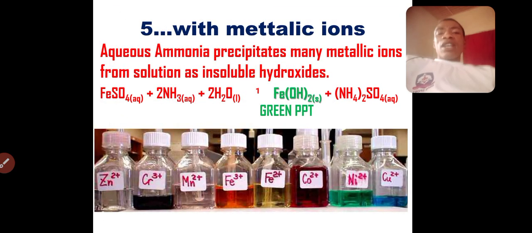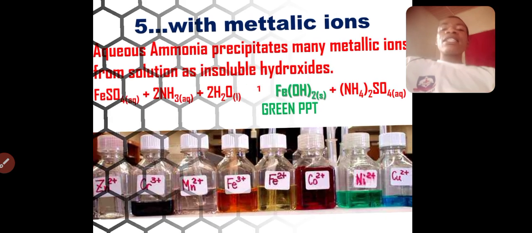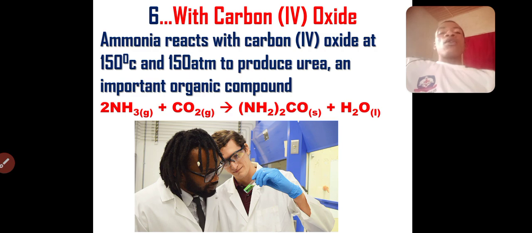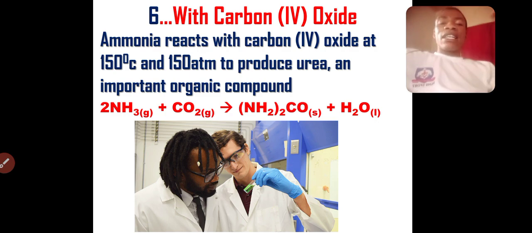Ammonia is also used in the laboratory to test for metallic ions. There are two alkalis normally used: sodium hydroxide followed by aqueous ammonia. In drops and in excess, you get different colors that indicate the presence of a particular cation or absence of such cation. You can also react ammonia with carbon(IV) oxide, and here it gives you urea. The reaction occurs at 150 degrees Celsius and 150 atmospheres to produce urea. Urea is very important in chemistry because it is used by farmers as fertilizer in their farms.